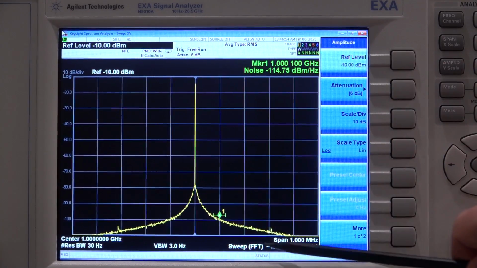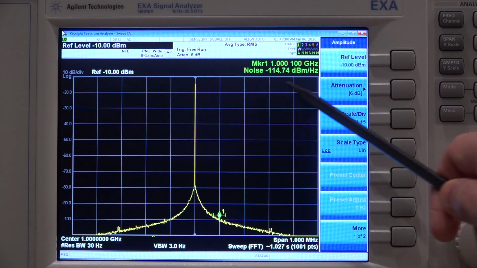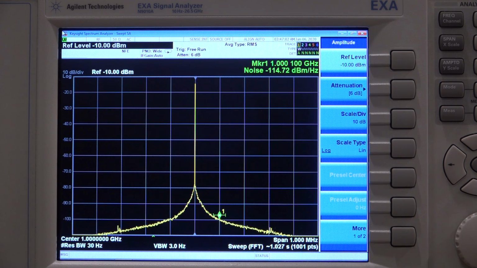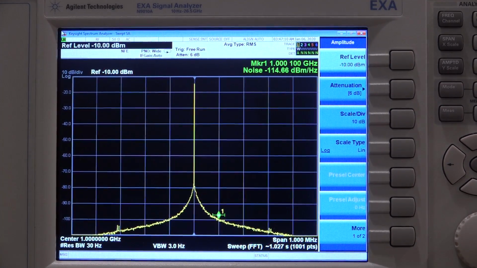So there it is. First of all, the shape of the skirt is quite different, because the PLL characteristics are quite different. Nonetheless, we have quite a bit better. So now let's go from the ERA to my PNCS1, which is supposed to be the cleanest source I have in the lab. So we expect that to be much better. Let's go ahead and swap it, disconnecting it from the ERA and connecting it directly to the PNCS1.